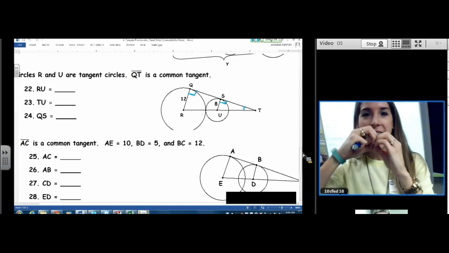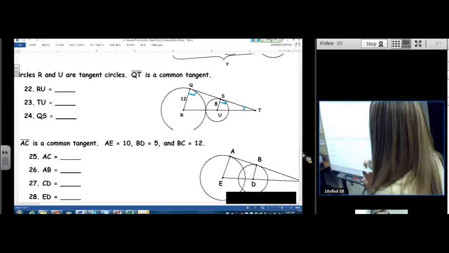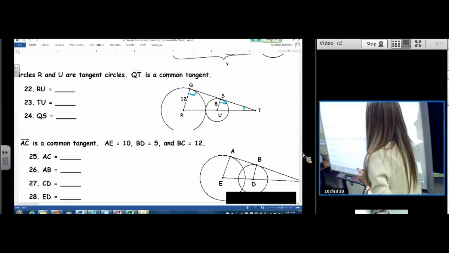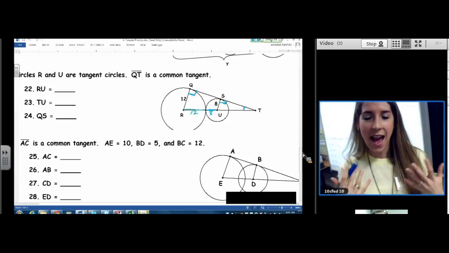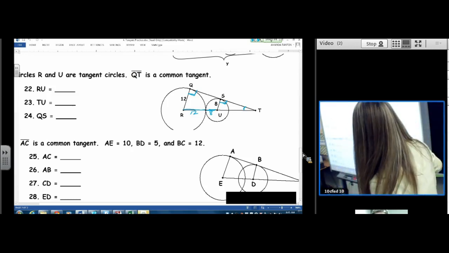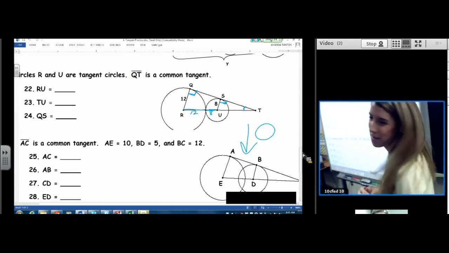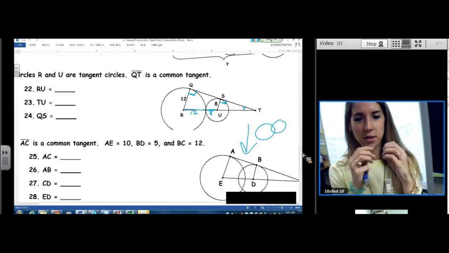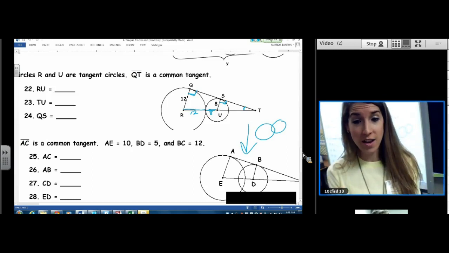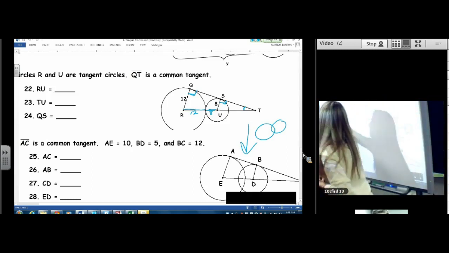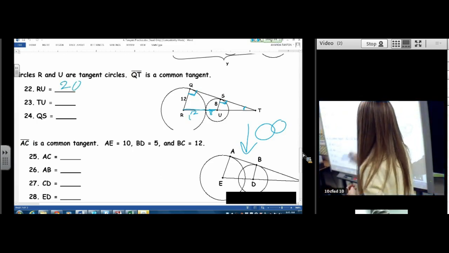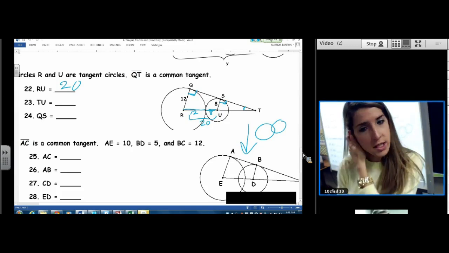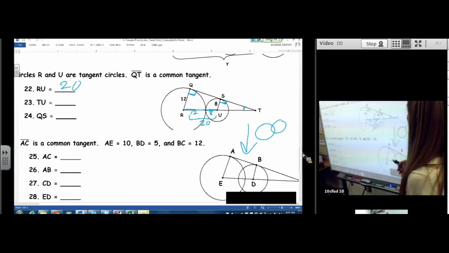These two circles are tangent to each other. And so we know that this is 12 because it's a radius, and we know this is 8 because it's a radius. That didn't happen in this problem down here because the circles are overlapping. But in this problem, the circles are tangent, so we now know RU. RU is 20. So that's a good starting point. We already know this. It is 20. Now we're going to use proportions to find our missing ones.